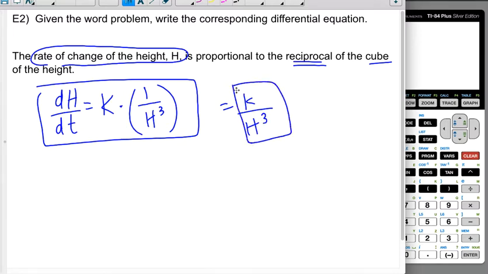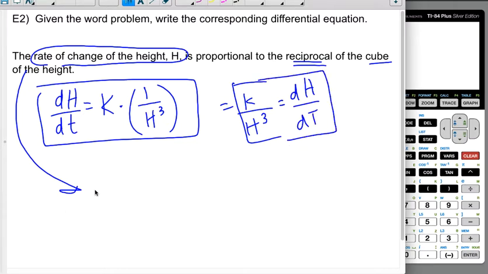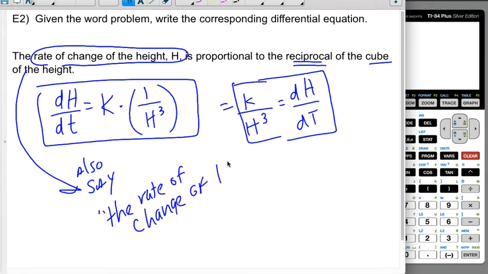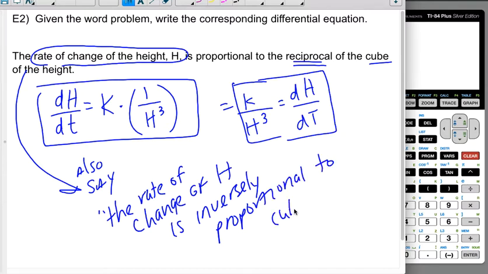Now, interestingly enough, there's another way to write this phrase, right? And I should probably bother to write the dh dt just to be clear, because it was on the other end, but in case when I box this answer, that would be fine too. So you could also say, the rate of change of the height is inversely proportional to the cube of h, right?